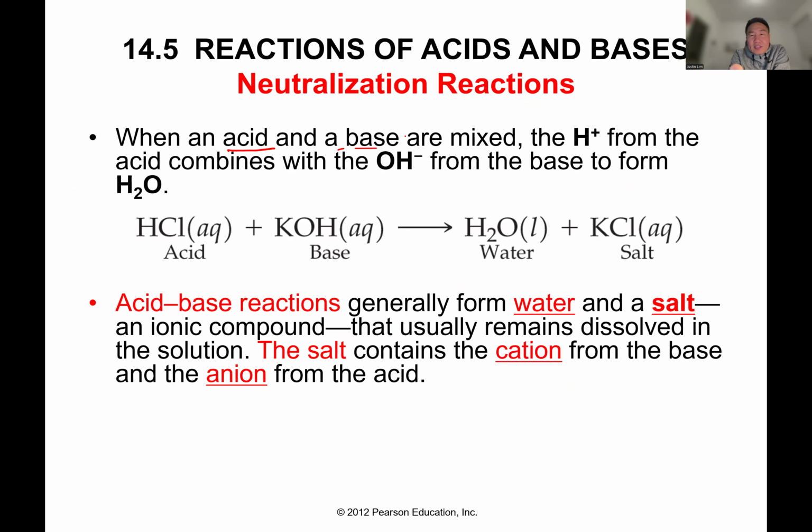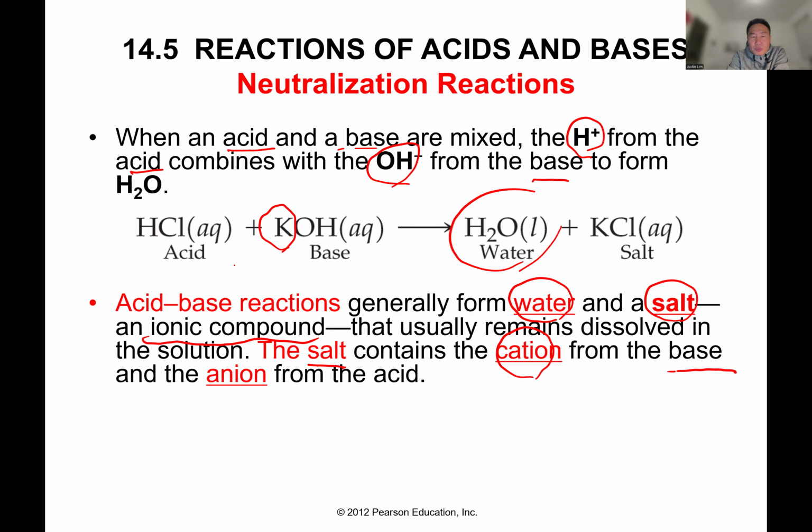When acid and base are mixed, the hydrogen ion from the acid combines with the hydroxide ion from the base to form water. Acid-base reactions generally form water and salt. A salt is an ionic compound. A salt contains the cation from the base, you can see in this case potassium, and the anion from the acid, Cl. So you can make the salt KCl.